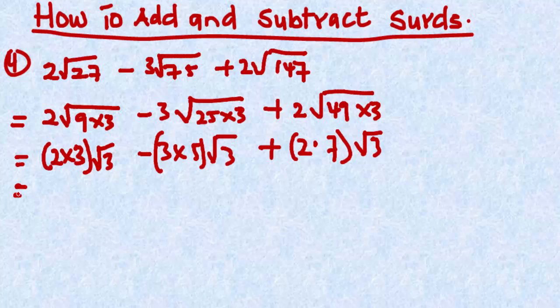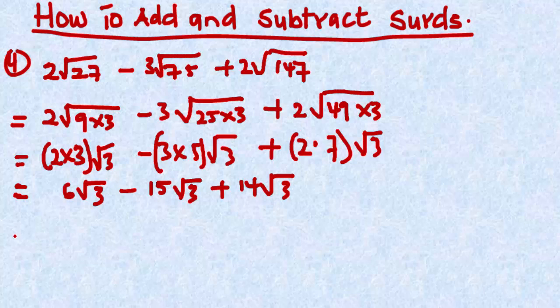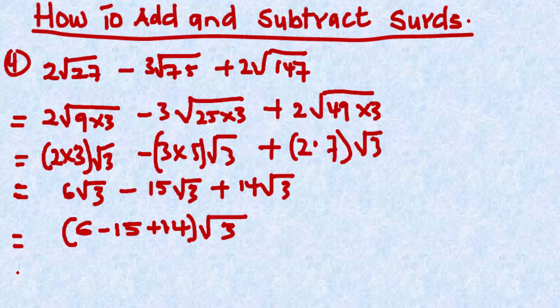So when you simplify it, you have 6 root 3 minus 15 root 3 plus 14 root 3. As we know that we add or subtract numbers outside the root, we have 6 minus 15 plus 14, then you multiply by the like surd. So in this case, negative 15 plus 14 we get negative 1. 6 minus 1 will give us 5, so 5 root 3.